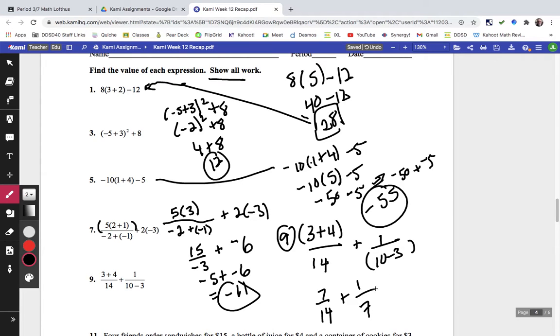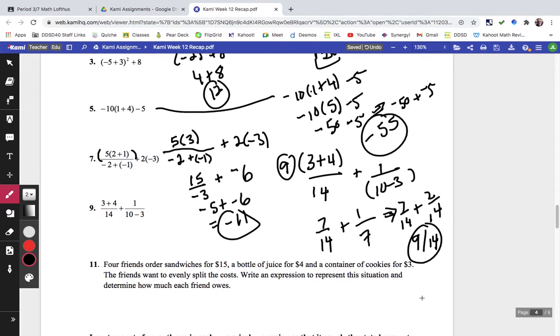So now we have a common denominator problem. So 1/7 is equal to 2/14. So this is equal to 7/14 plus 2/14, and that's 9/14.